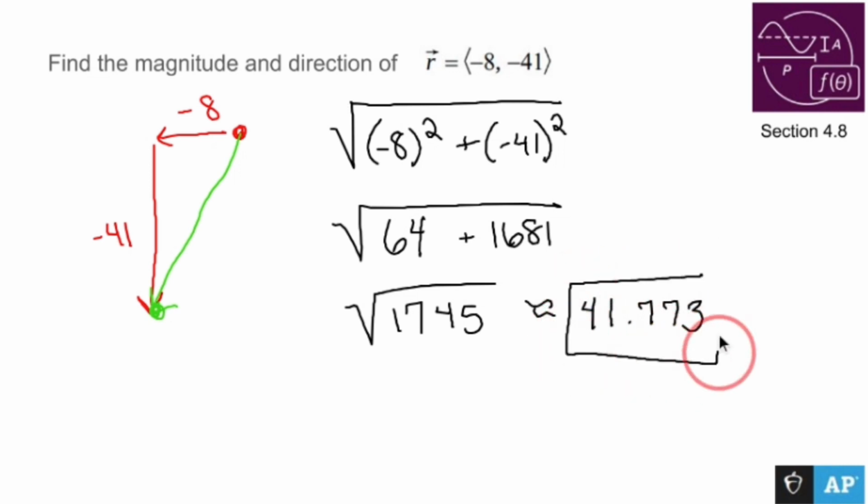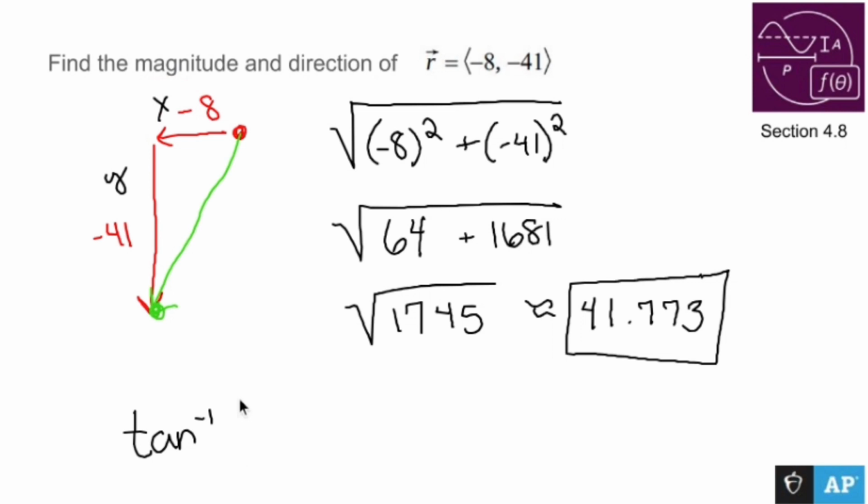Okay, that is the distance. The absolute value from the beginning to the end is 41.773. In order to find the direction, it's basically like what we're used to. We're going to do the inverse tangent. Normally, we would do the inverse tangent of y over x. This is going to be absolutely no different.